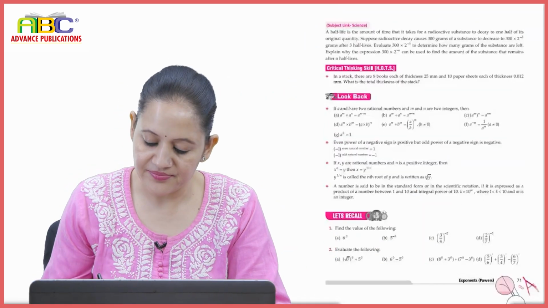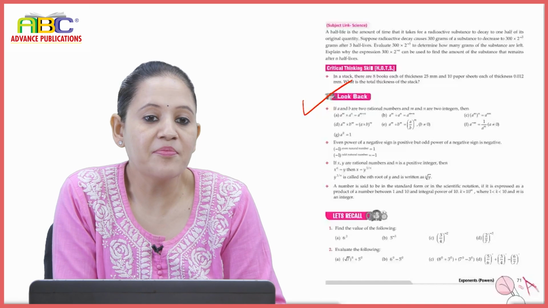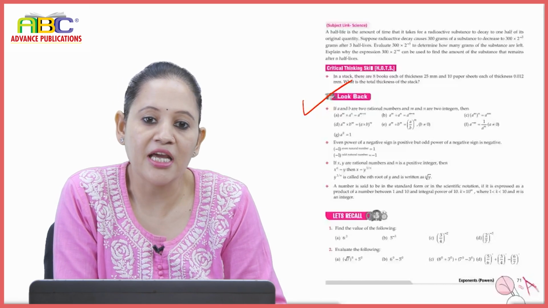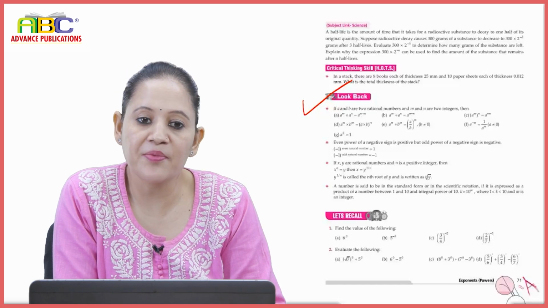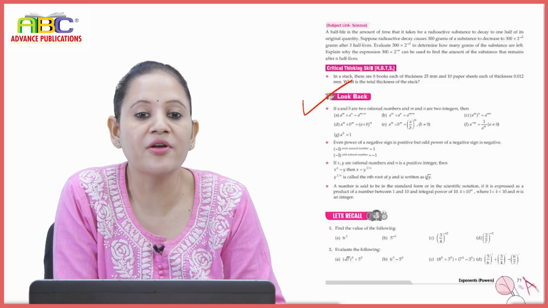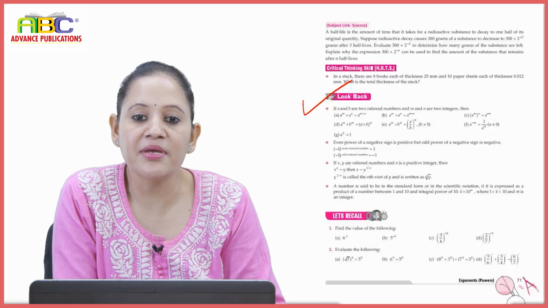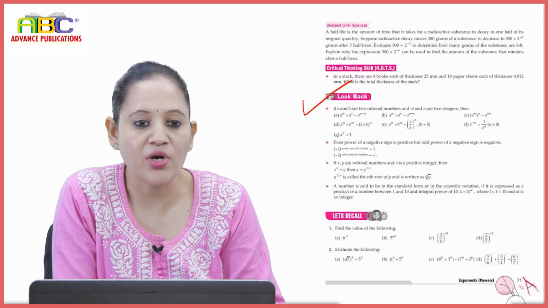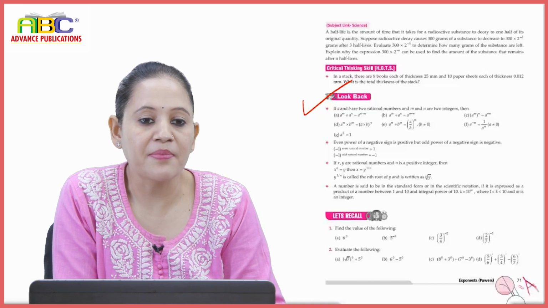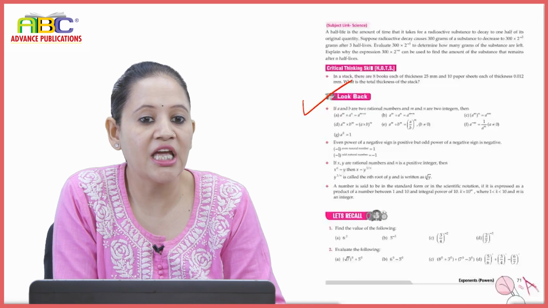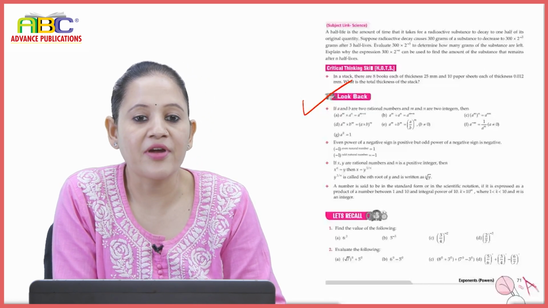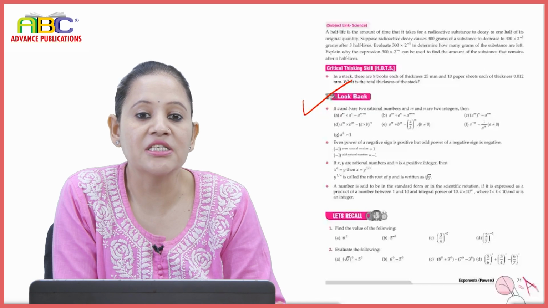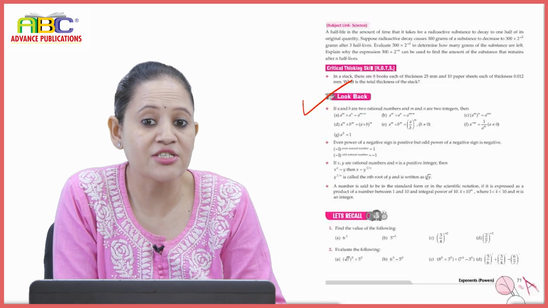Next, Look Back. If a and b are two rational numbers, and m and n are two integers, then a to the power m into a to the power n equals a to the power m plus n. A to the power m divided by a to the power n equals a to the power m minus n. A to the power m whole to the power n equals a to the power m into n. A to the power m multiplied by b to the power m equals a into b whole to the power m. A to the power m divided by b to the power m equals a upon b whole to the power m. Here b is not equal to 0.